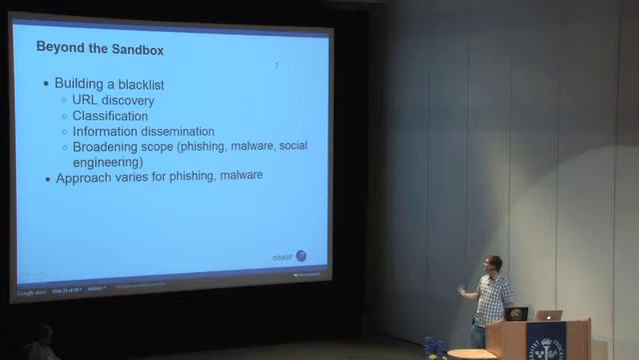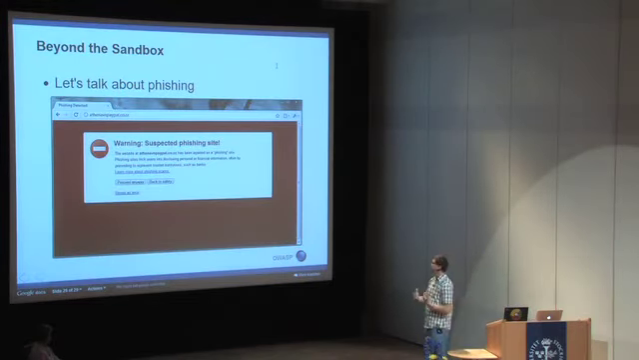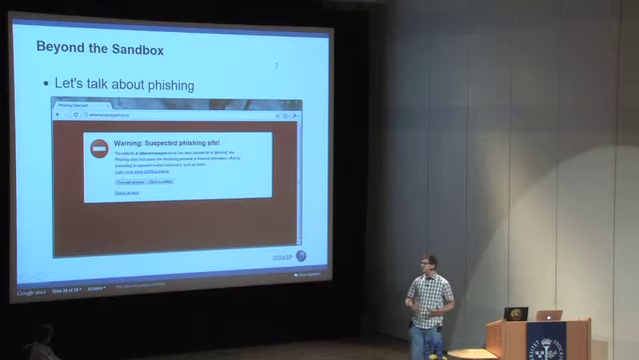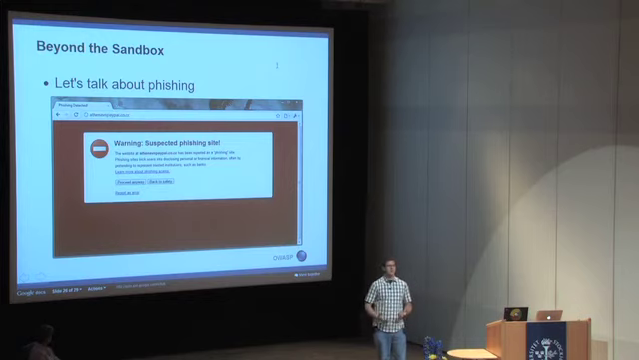So again, the approach varies for phishing and malware. Let's look first at phishing. If you're in Chrome or most other browsers that we give data to, you get a warning that looks something like this when you go to a phishing page. So it says pretty clearly, it's been reported as a phishing site. It briefly explains what phishing is and gives you an option to proceed anyways or go back to safety.